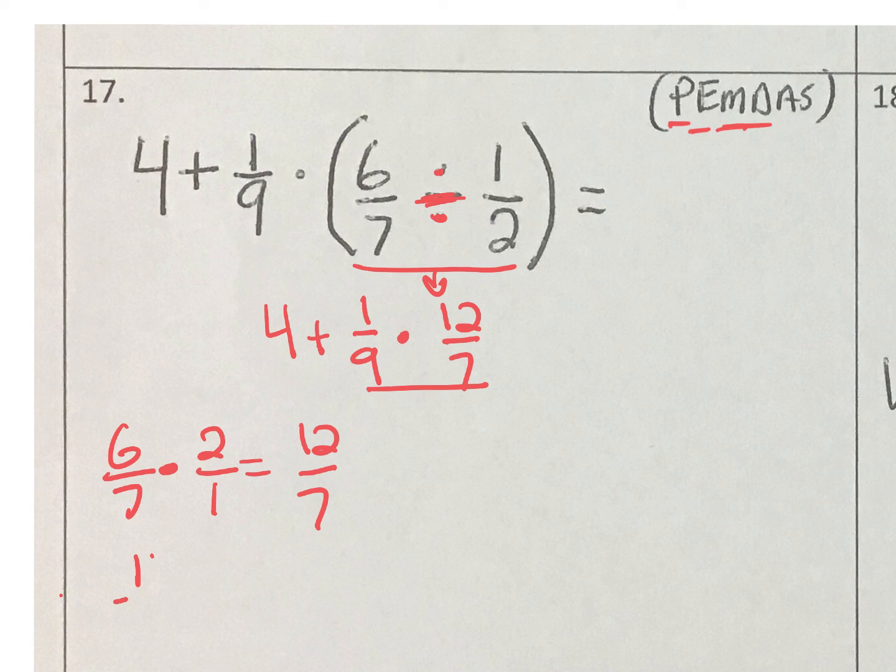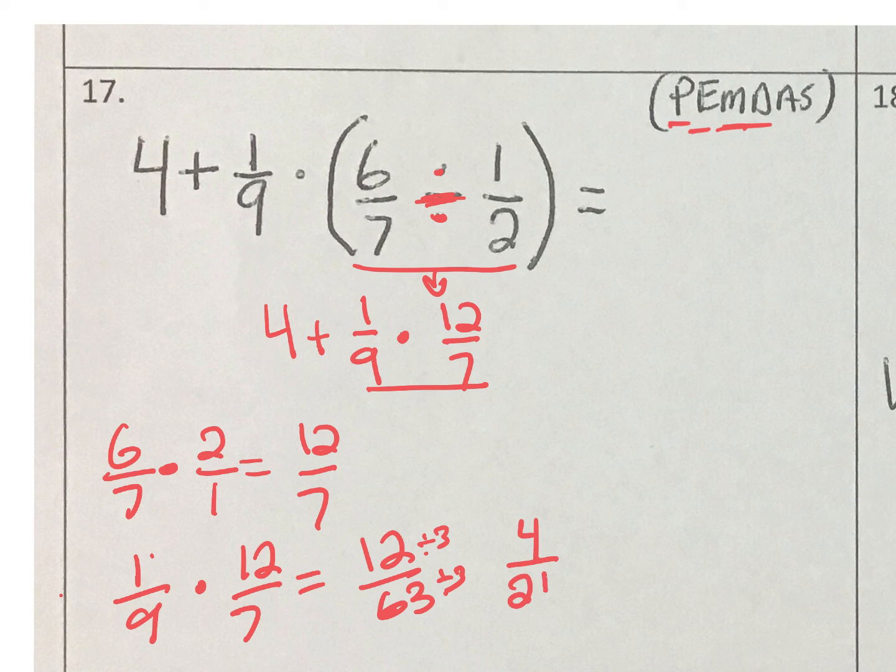So 1/9 times 12/7. And when I do that, I get 1 times 12 is 12. 9 times 7 is 63. Okay. Now, 63 and 12, I know that 3 can go into both of those. And that gets me 4/21. So now I have that in its simplest form. So that is 4/21. And I bring down my 4 plus.